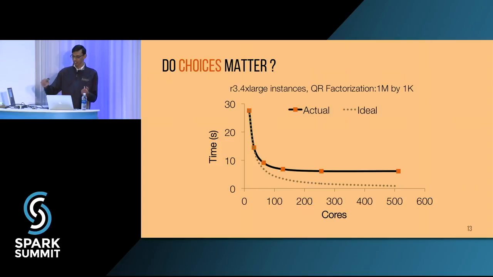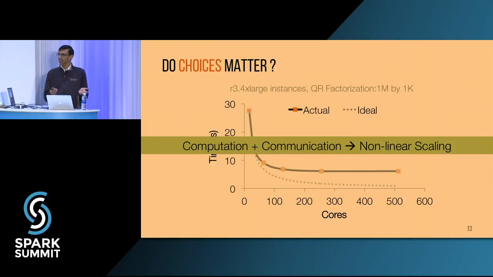But after that, you hit a plateau where you can double the number of cores, but the performance really doesn't change at all. The main reason is that each of these algorithms has some amount of computation and some amount of communication. If you increase the number of cores, you're increasing the communication, and that leads to nonlinear scaling. So hopefully by now I've motivated that these choices matter a lot, and that it's extremely hard for users to come up with the ideal choice for their algorithm without doing a lot of this profiling work manually.